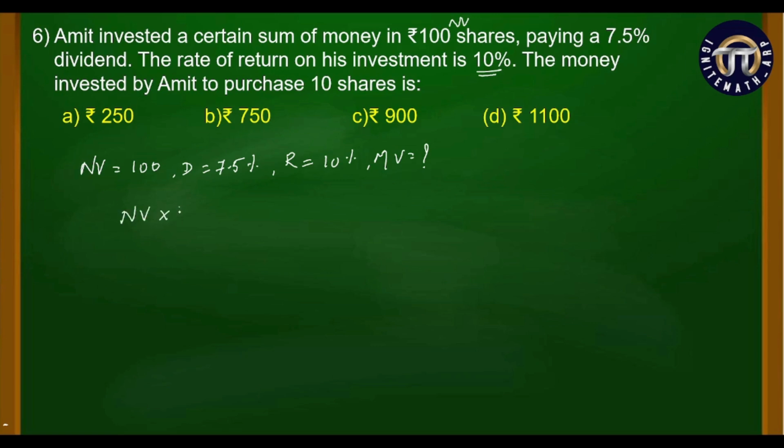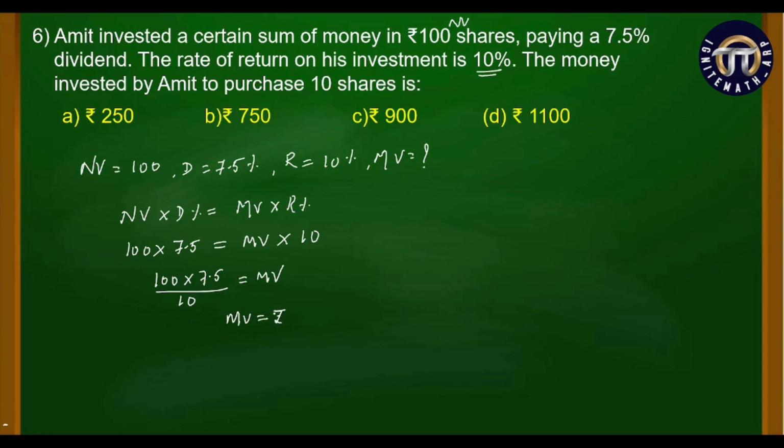We know that NV into rate of dividend is equal to MV into rate of return. Clear? NV is 100 into rate of dividend 7.5 is equal to MV. We don't know it, the return rate is 10%. So now I can say that 100 into 7.5 divided by 10 is equal to MV. So we get MV equal to rupees, how much do we get? 75. So how many shares is he buying? He is buying 10 shares.